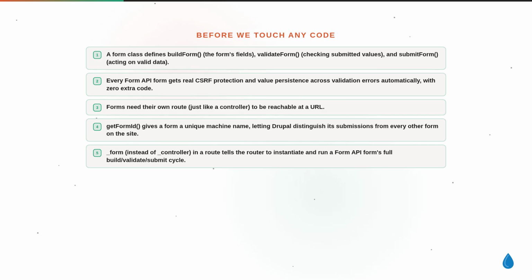Forms need their own route, just like a controller, to be reachable at a URL. getFormId gives a form a unique machine name, letting Drupal distinguish its submissions from every other form on the site. _form, instead of _controller, in a route tells the router to instantiate and run a Form API form's full build validate submit cycle.